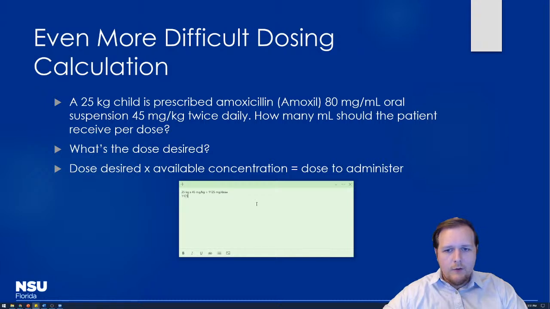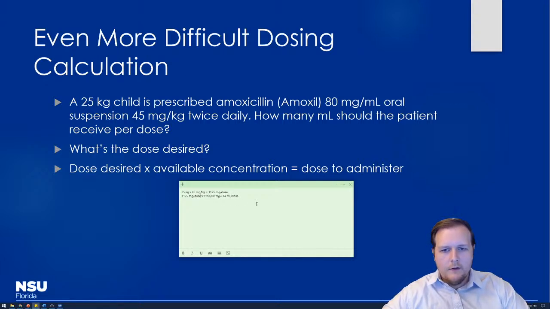So I know I need 1125 milligrams in total, and I'm going to multiply that by the concentration of the drug. It's 80 milligrams per mL, but I want to convert that over and figure out how many mLs they need. So I know for every 1 mL, they're getting 80 milligrams, right? So that 80 milligrams is going to cancel out the milligrams in the dose I actually need to give the patient. Ultimately I end up needing 14 mLs per dose, right? Or I can even put over here, per dose.